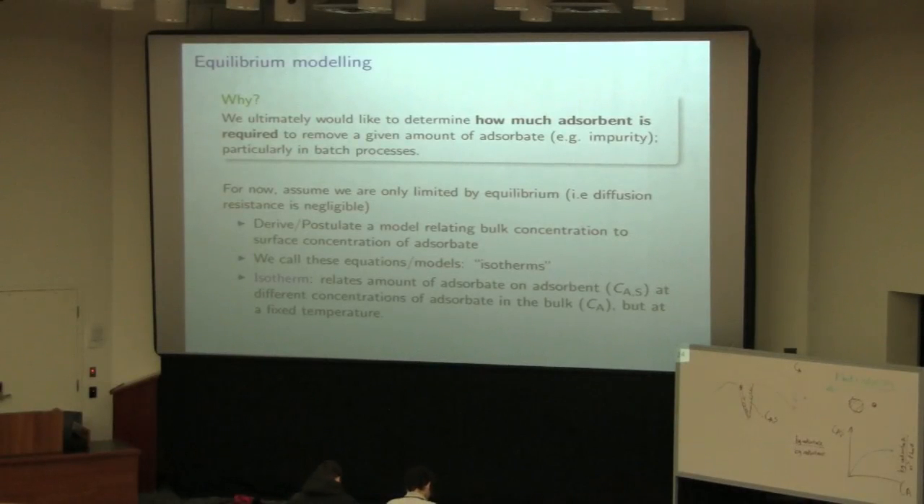Now these isotherms, we mentioned this term yesterday, it's a plot like shown over there, which relates the amount of adsorbate on the adsorbent, CAS, to the concentration of adsorbate in the bulk, CA. And that plot is generated at fixed temperature. If I change the temperature of the system, that curve shifts. So that's the reason for its name, isotherm.